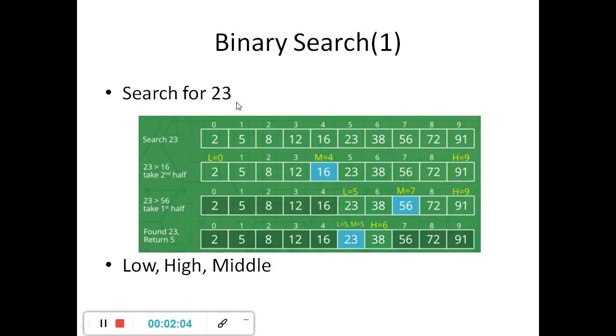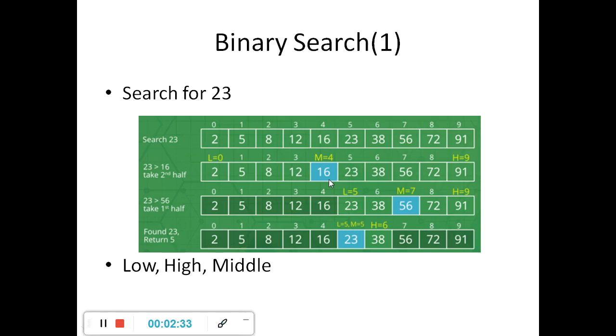Since 23 is greater than 16, we restrict our search area towards the right hand side of this particular sequence. Please note that this is possible if and only if the array is sorted, or the numbers are sorted in ascending order. If these numbers are arranged at random, then binary search will not work. So now we focus our attention on this particular area.